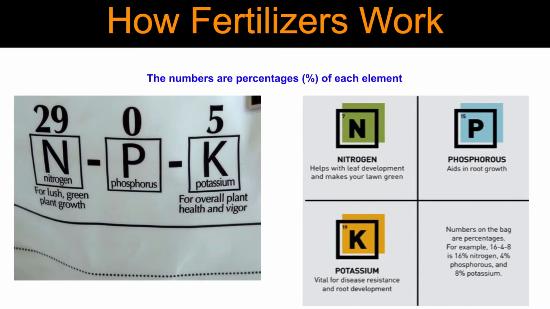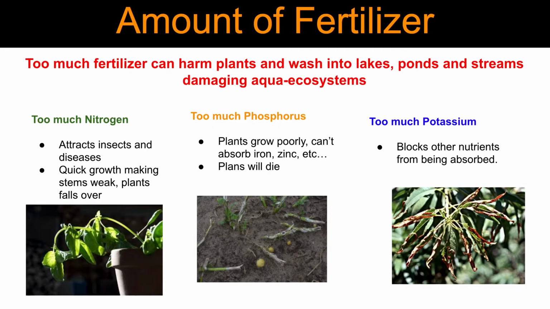So sometimes in areas where maybe the climate's a little harsher and maybe there's different bugs or different things that are going on, you want more potassium. Numbers on the bag are percentages. For example, 16-4-8 is 16% nitrogen, 4% phosphorus, and 8% potassium.